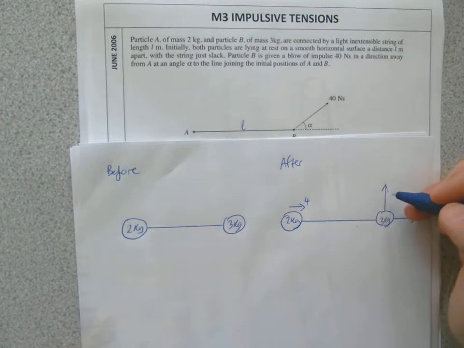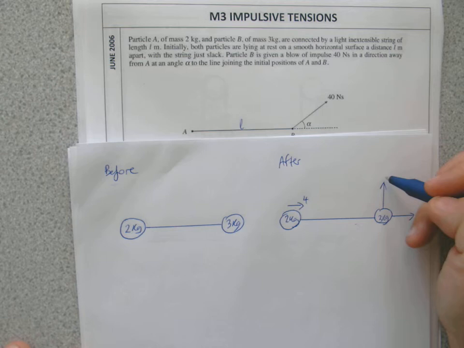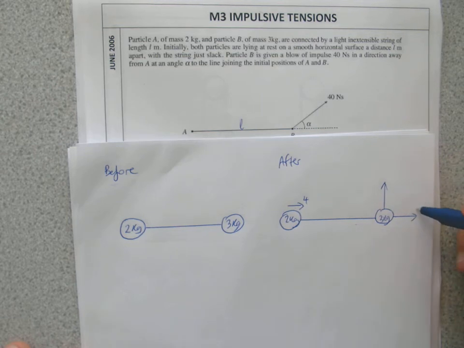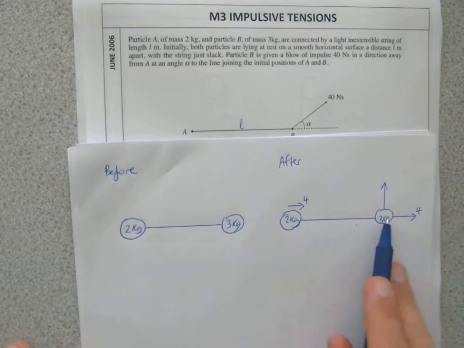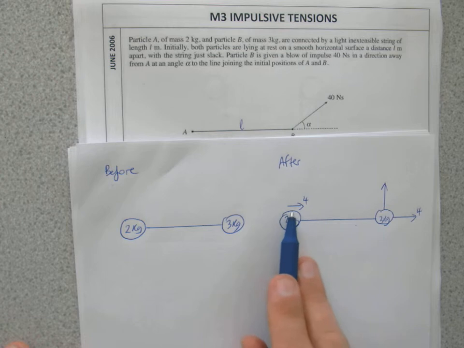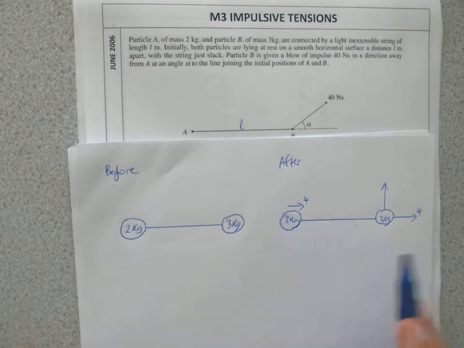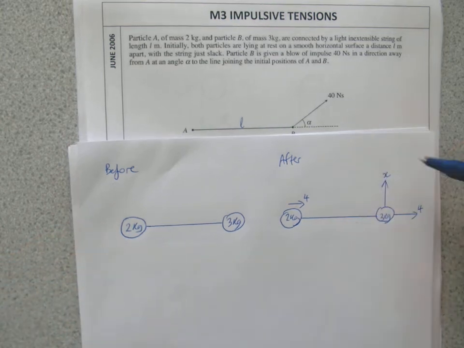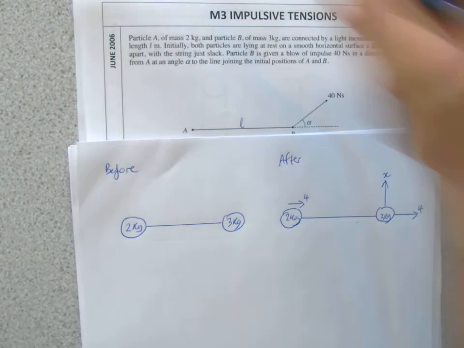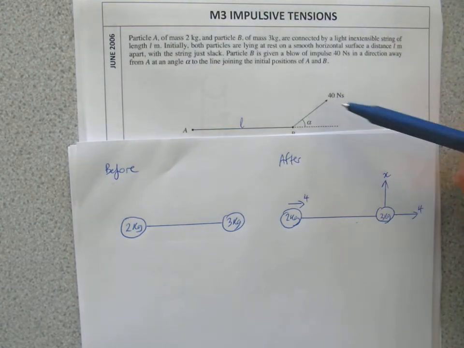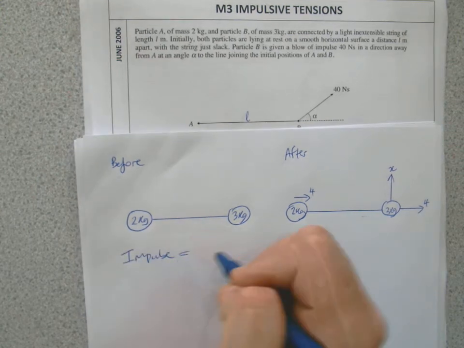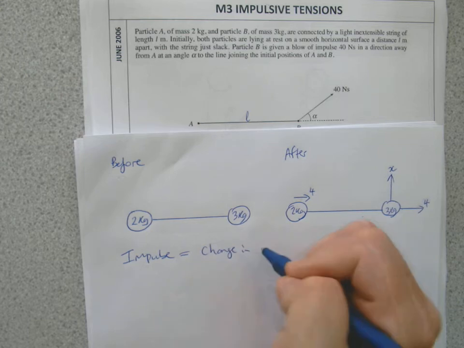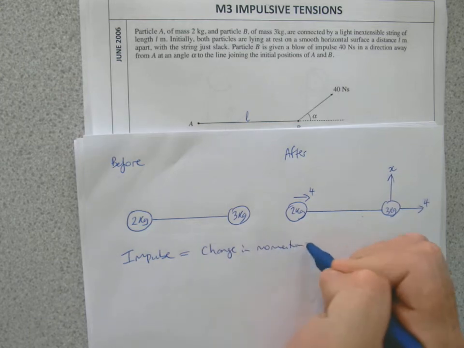You can call these anything, but we actually know this horizontal component is also 4. If you think about it, because the string is going to be taut, the horizontal velocity component of B has to be the same as that of A, because they're going at the same speed, the string connected and taut. So that's going to be 4. We don't know what the vertical one is, but the overall velocity is given by this impulse. Because they're telling us the impulse, we remember impulse is change in momentum. That's so important.